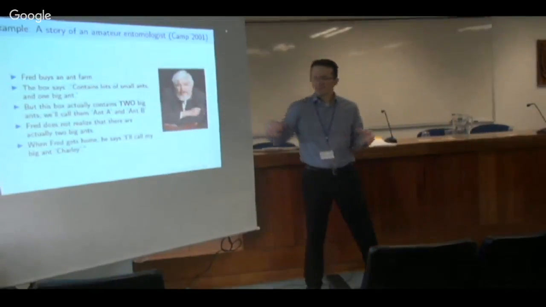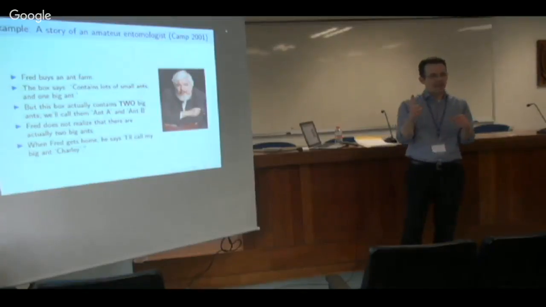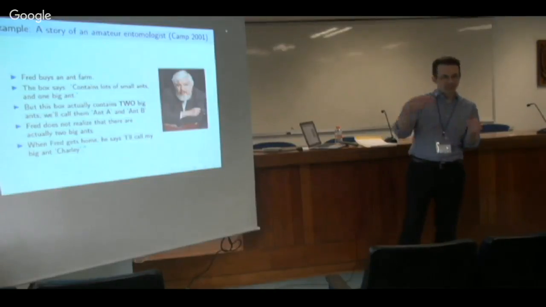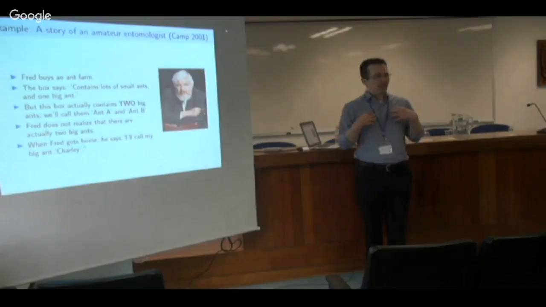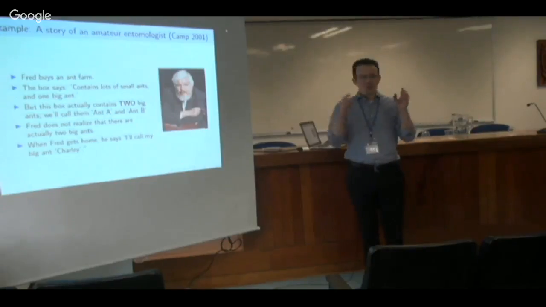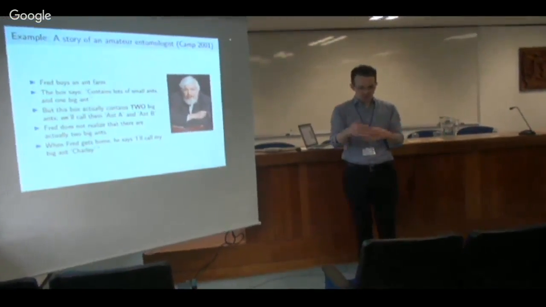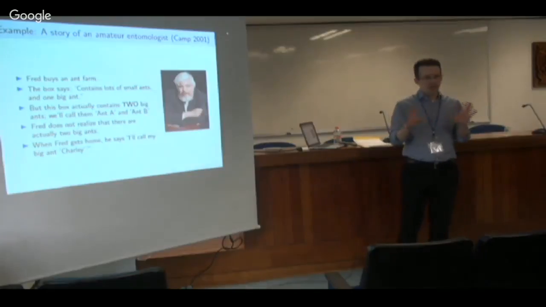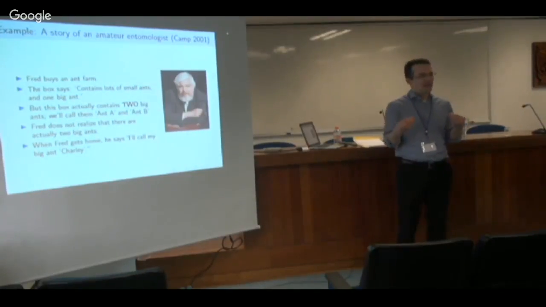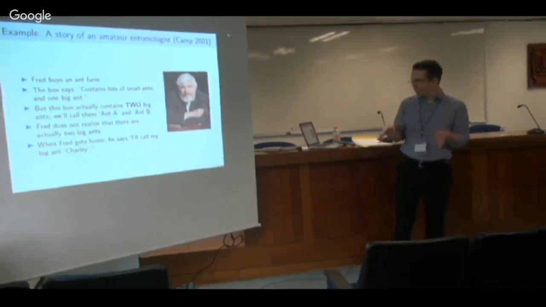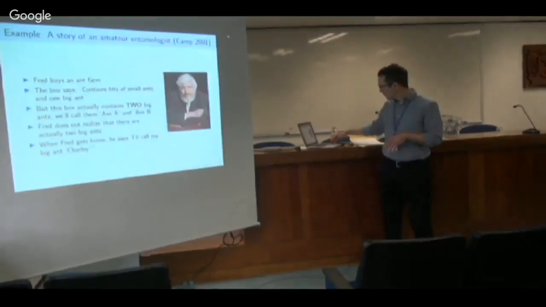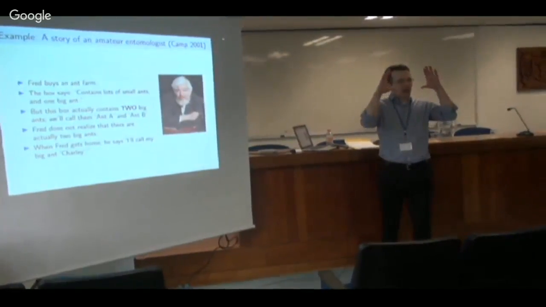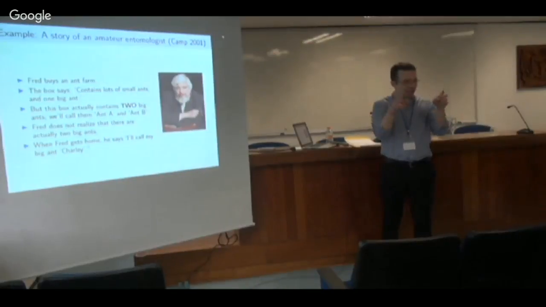But on the box, it says, this box contains lots of small ants and one big ant. However, there was a mistake at the ant farm factory, and two large ants actually got into the box. We, in our language, our unconfused language, will call those two big ants ant A and ant B. Fred, however, when he buys the box at the store, does not realize that there are two big ants. When Fred gets home, before he opens the box or anything, he just says, I'm gonna call the big ant in my ant farm Charlie. Okay, so the idea here is Fred is confusing ant A and ant B. Charlie is a confused name.